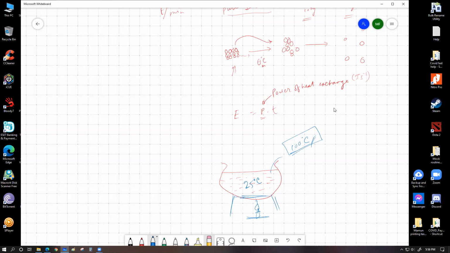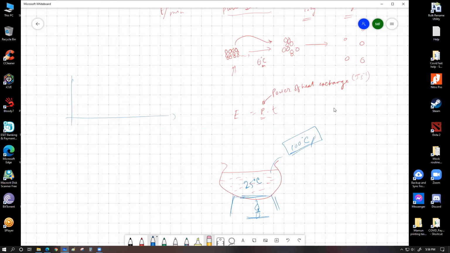Whenever we place two different objects close to each other, it will always happen that the hot object will lose heat to the cold object. Hot object will always give up heat, and cold object will always absorb heat. The rate of heat transfer is actually dependent on the temperature difference. This is something that I showed you in one of our earlier classes.